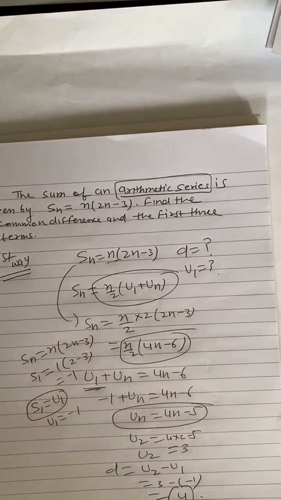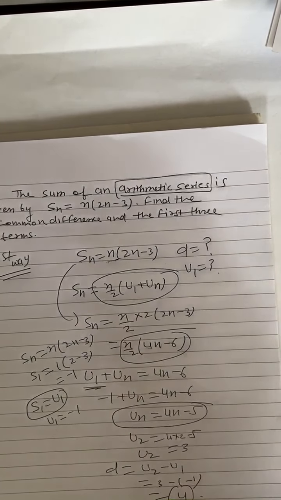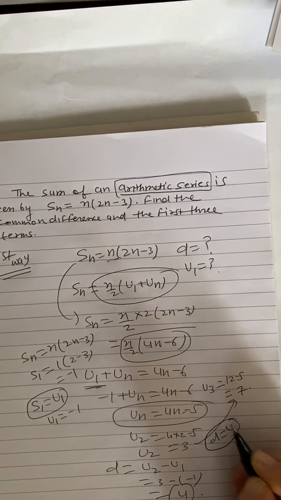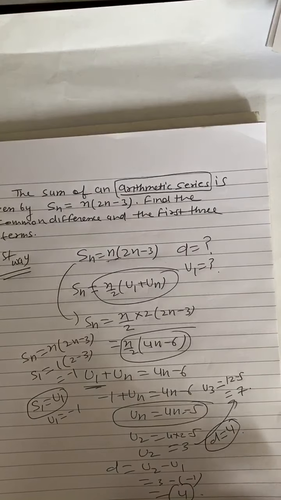So this way I can find the common difference. And the first 3 terms, they ask you to find the first 3 terms. So you can also do U3 here. So 12 minus 5, which is equal to 7. And here also you can see the difference is 4. So this is one way of doing it. And now I'm going to do it differently here.